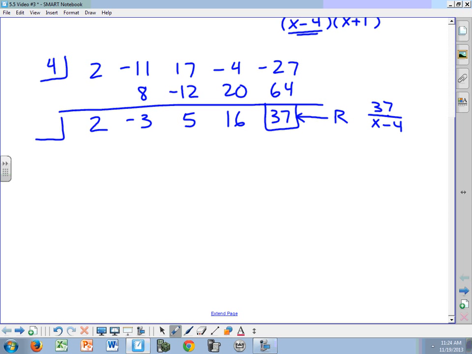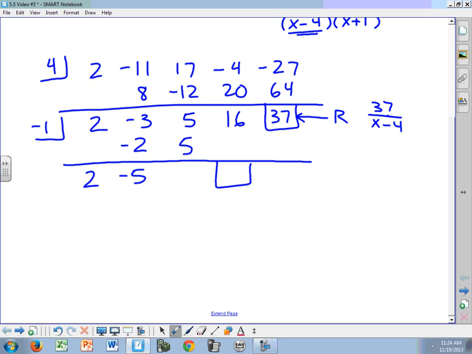Then I'm going to work from here with the other factor, negative 1, that comes from the second binomial, the x plus 1, but I'm only going to go this far, right here, because that remainder needs to be worked out separately. So bring down the 2, then multiply. This is going to be negative 2, then this is negative 5. This will be a 5, producing 10, and then negative 10, and finally adding the two values, that gives me a 6.